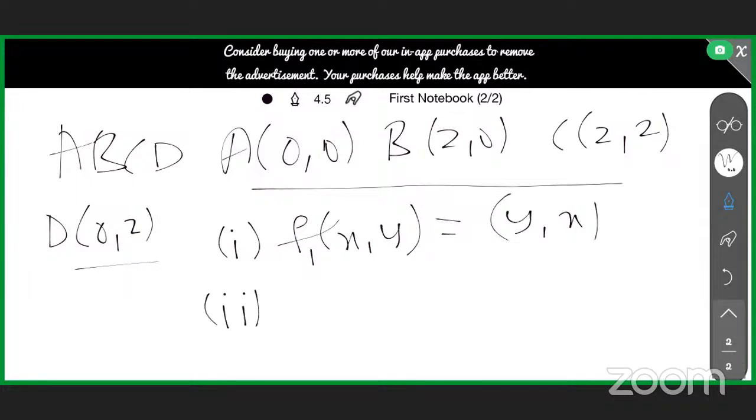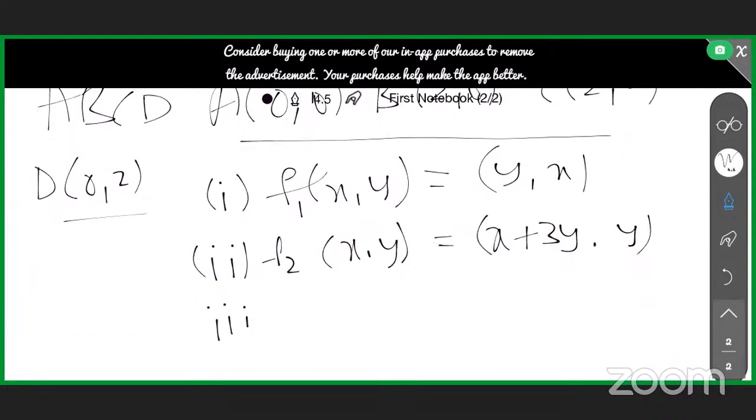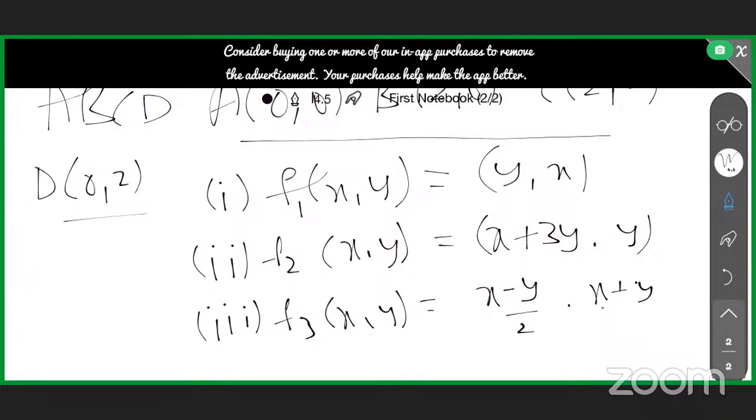The second transformation is f2, where (x, y) is transformed into (x plus 3y, y). And a third transformation is f3 of (x, y) equal to ((x minus y) by 2, (x plus y) by 2).